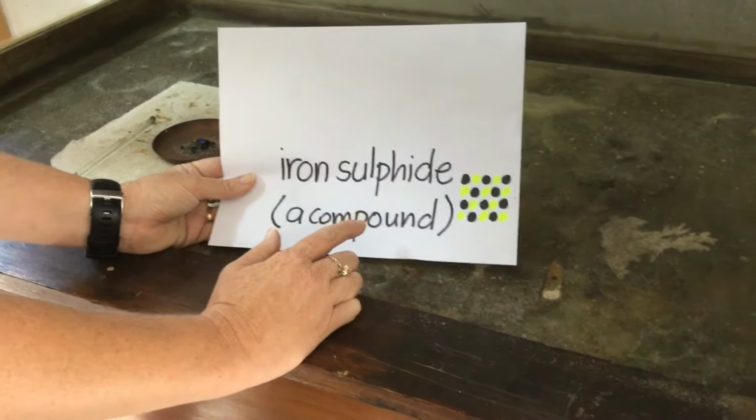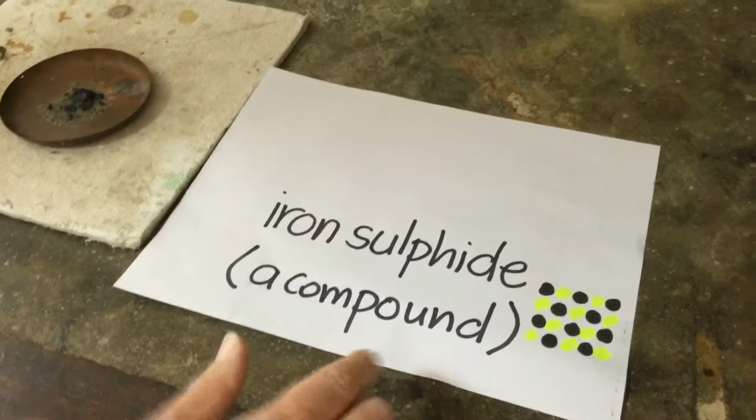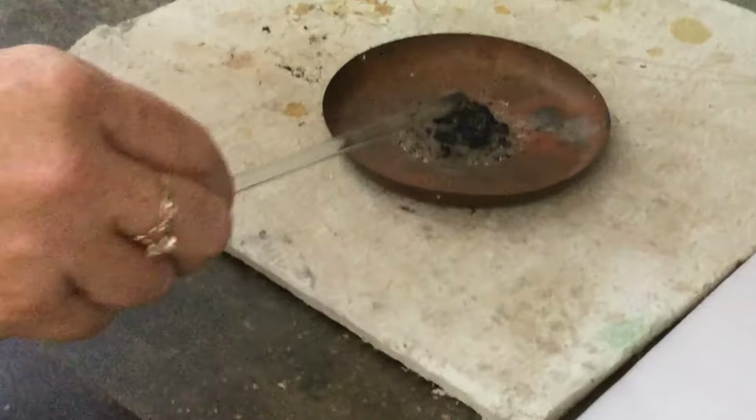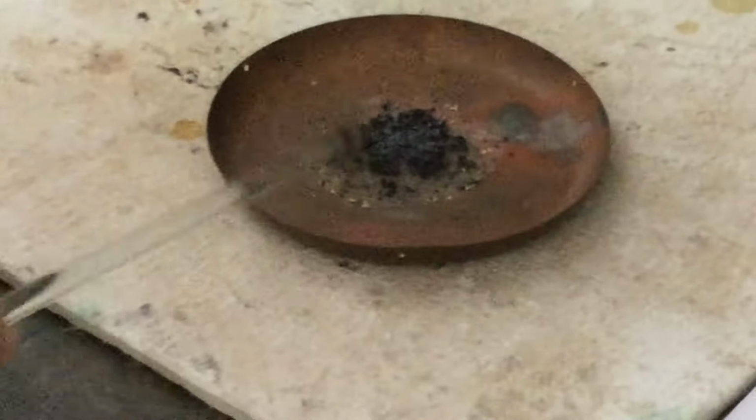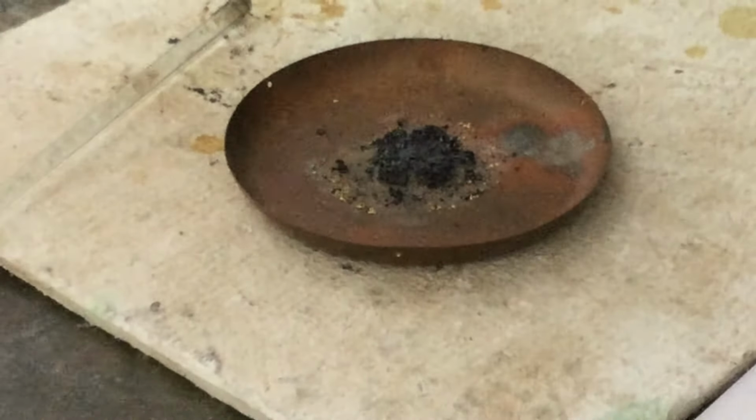We add IDE on the end because it's a new substance, and it has different properties from the iron and from the sulfur. In fact, you'll see that once this has reacted in the middle, you can't see any of the yellow powder anymore, and the grey iron filings have become a black solid.